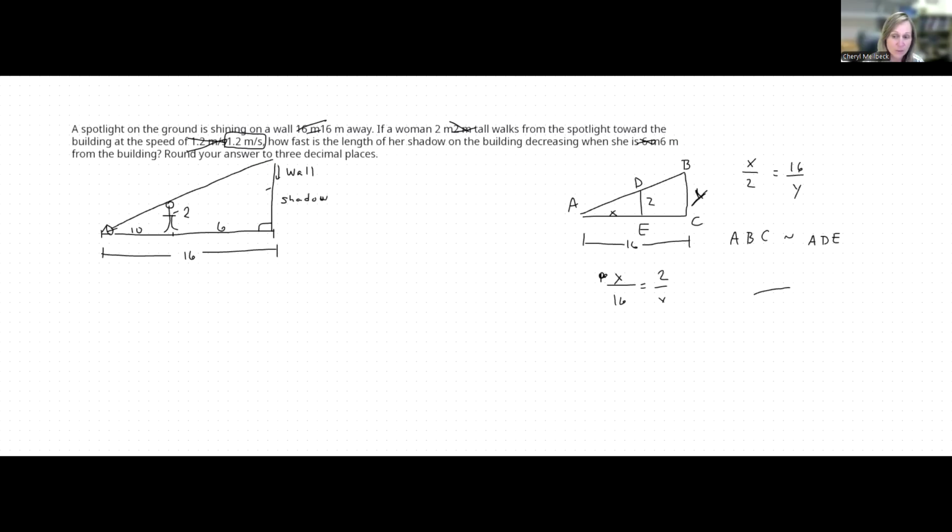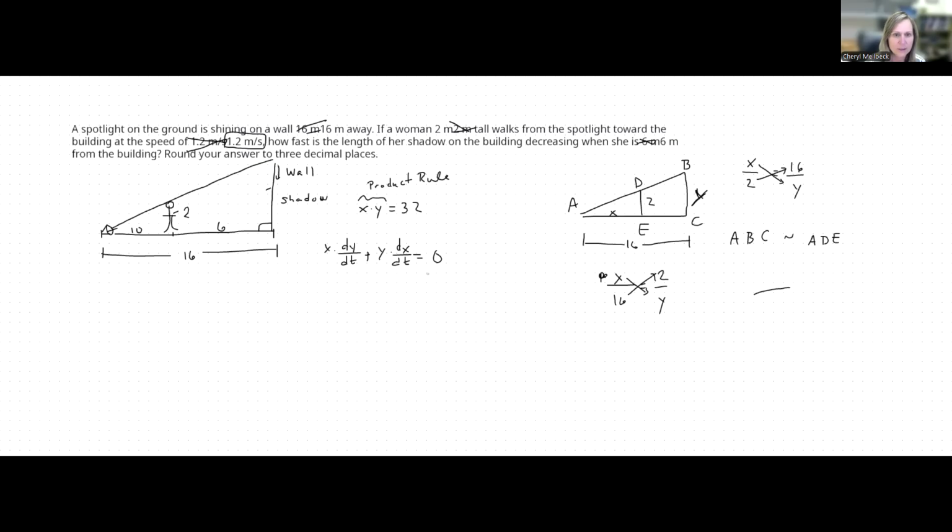But in either instance, the way we would solve this using the cross product, you'd get x times y is 32 here, and here also you'd get x times y is 32. So the formula we want to use is x times y is 32. Now when we take the derivative, we have to use the product rule. So you'll take the first times the derivative of the second plus the second times the derivative of the first. And the 32 will become 0 when you take the derivative.